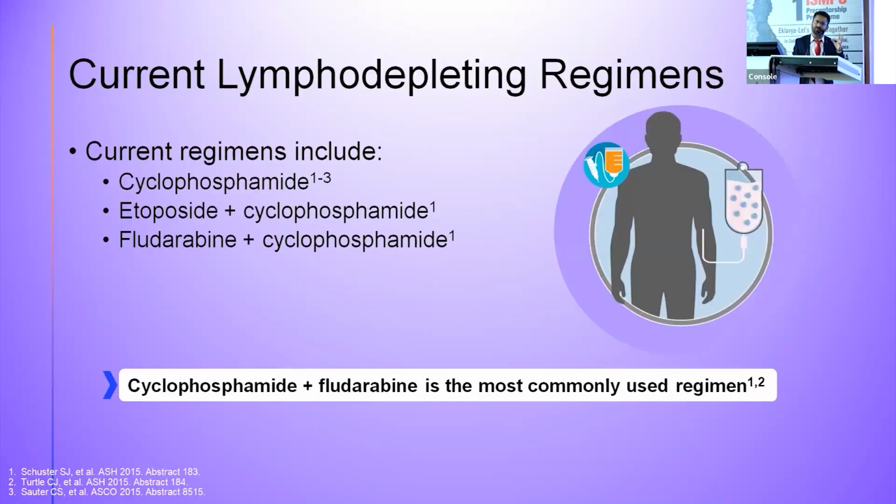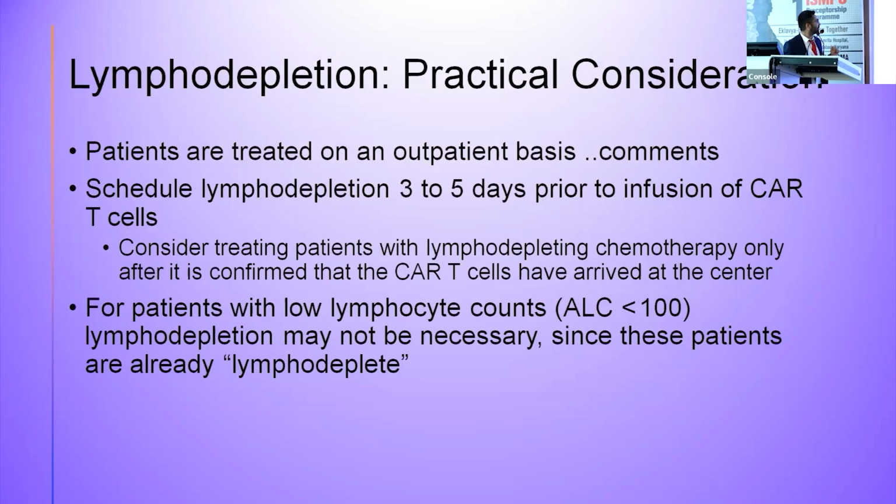Of the depleting regimens, flu-cy is the most important. There was some fludarabine shortage in the US, so they have tried other drugs also. But flu-cy is the most important regimen. It's the most commonly used regimen also, and we don't have a shortage of fludarabine here.